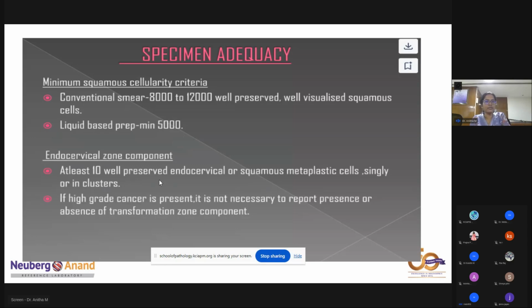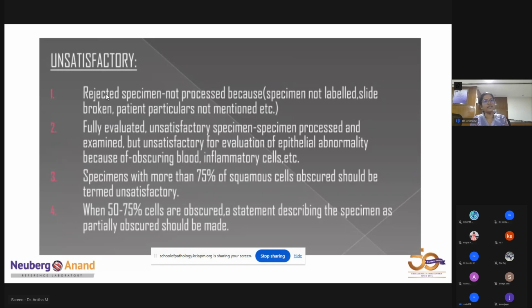So it is still an adequate smear. Especially in postmenopausal women, if you are seeing less than 2,000, you can follow with a repeat Pap smear. Next, for unsatisfactory smears, whenever the slide is broken or the slide's particulars are not mentioned, you call them unsatisfactory smears. It could also be obscured by hemorrhage, and such smears you can also call unsatisfactory smears.